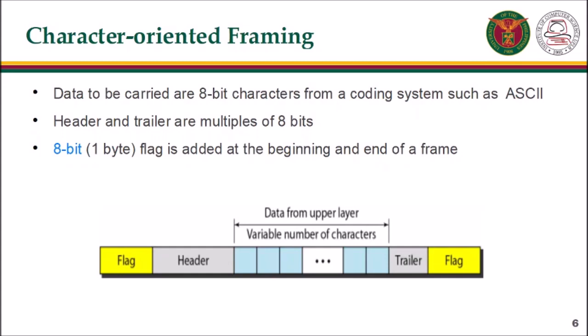Now, however, we send other types of information, such as graphs, audio, and video. Any character used for the flag could also be part of the information. If this happens, the receiver, when it encounters this pattern in the middle of the data, thinks it has reached the end of the frame.